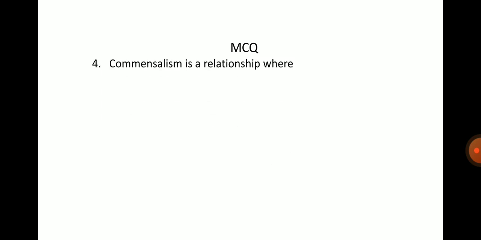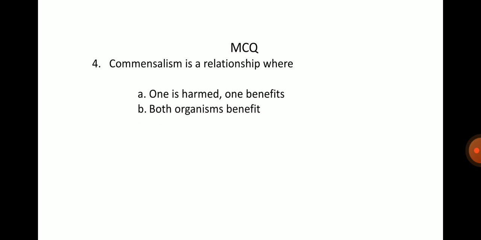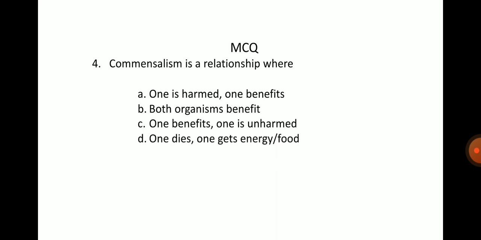One more question. Commensalism is a relationship where options are A, one is harmed, one benefits, B, both organisms benefit, C, one benefits, one is unharmed, and D is one dies, one gets energy of food. The answer is option C, one benefits, one is unharmed.